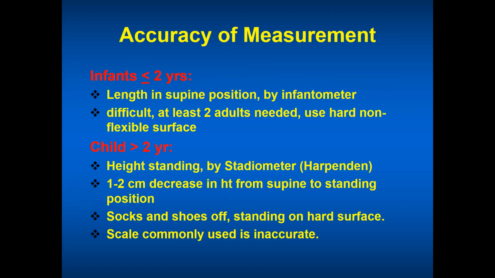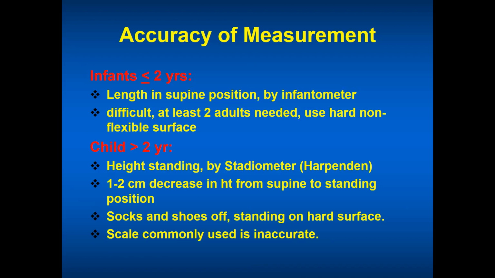For accuracy of measurements, in infants 2 years old or younger, the length is taken in supine position using an infantometer. Because it is difficult, at least 2 adults are needed, using a hard, non-flexible surface, preferably an infantometer. In the case of a child more than 2 years old, the height is taken standing by a stadiometer, the Harpenden stadiometer, with socks and shoes off and the child standing on a hard surface.